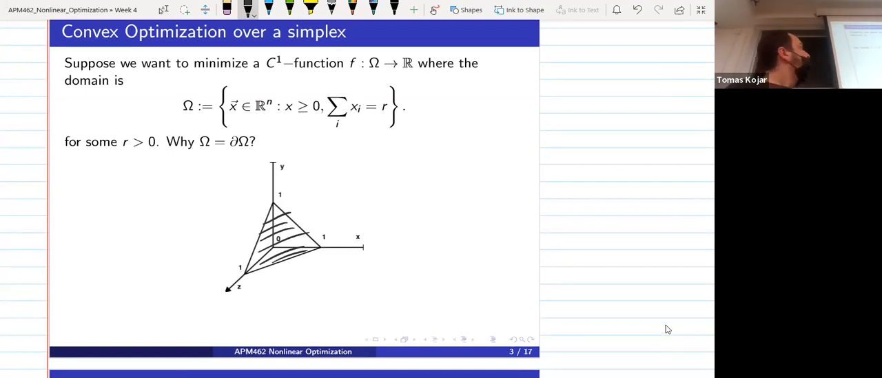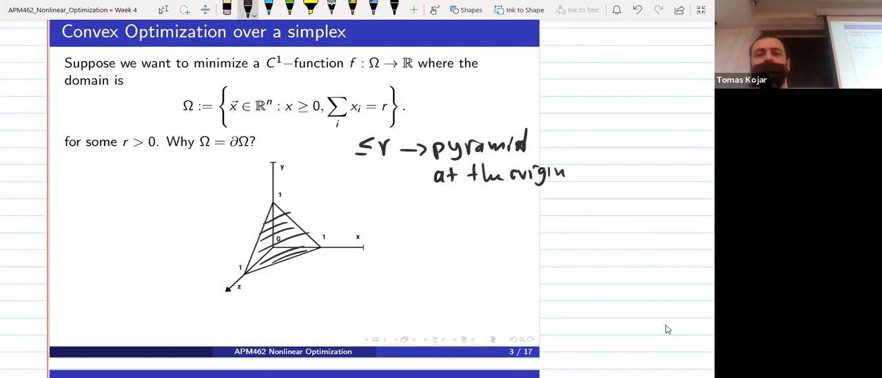If it was less or equal, it would be the entire pyramid. So less or equal than R is the pyramid at the origin. I don't know how to draw this. Let me try. It will be like this.